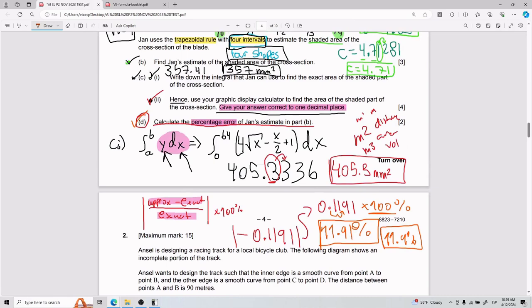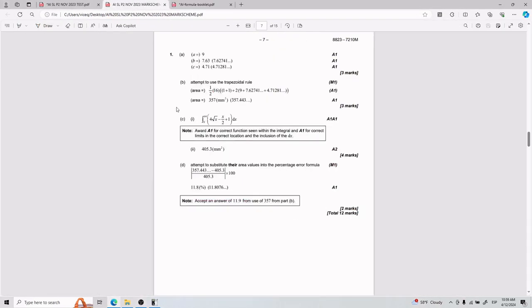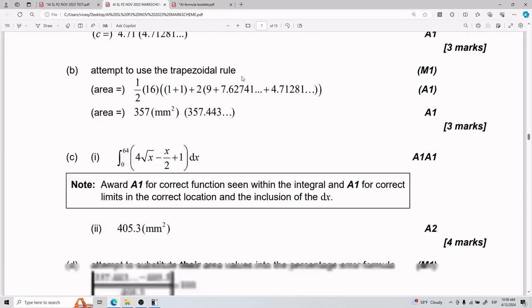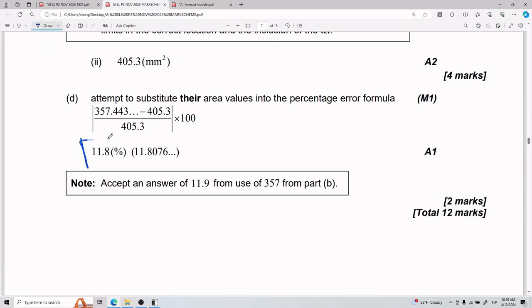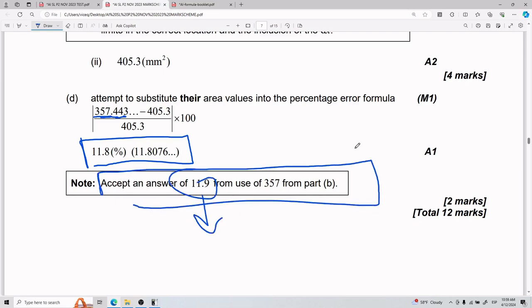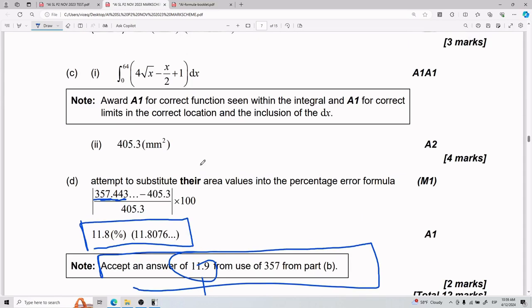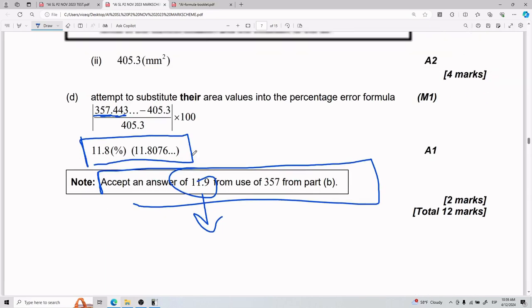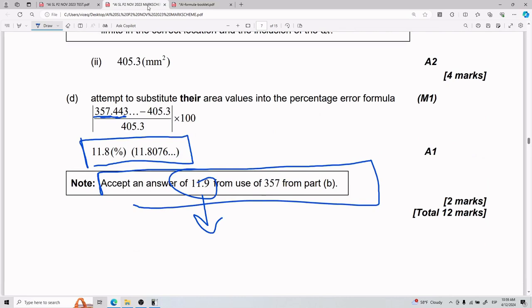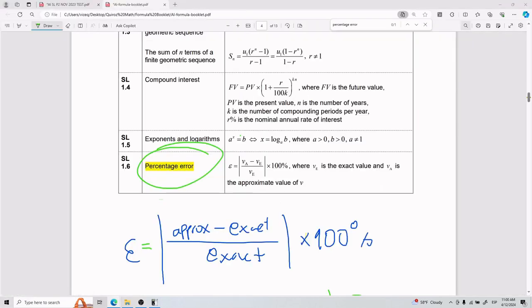If you look at the answer key, it says that the answer is 11.8, and that is if you use the long version of 357. I decided to be consistent, use the answer from part B as it says here, and they accept your answer of 11.9. What is my message? As long as you're consistent, you're going to be fine. As long as you learn the method of these exercises and follow the due process, you will be fine.